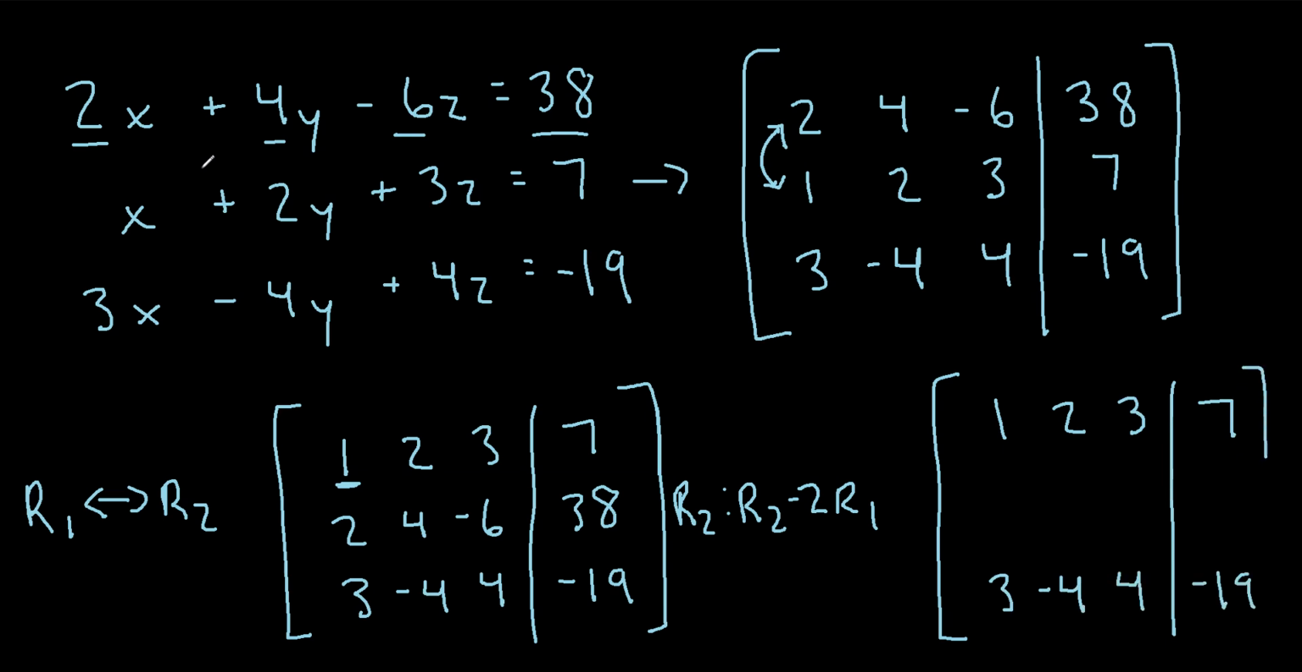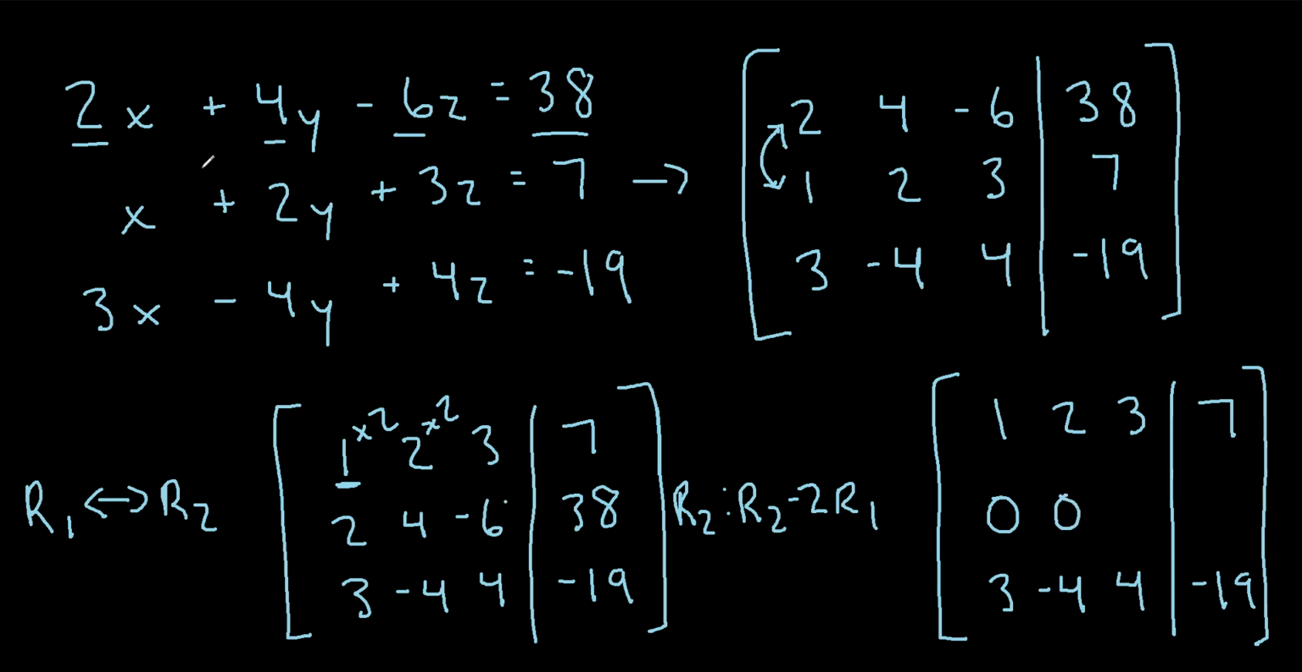Now, this second row, we said is going to be 2 minus 2 times 1. So 2 times 1 is 2, so 2 minus 2 is 0. Next, we get 4 minus 2 times 2. So 2 times 2 is 4, so we get 4 minus 4, that's 0.